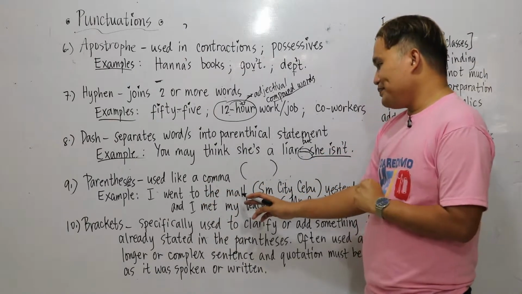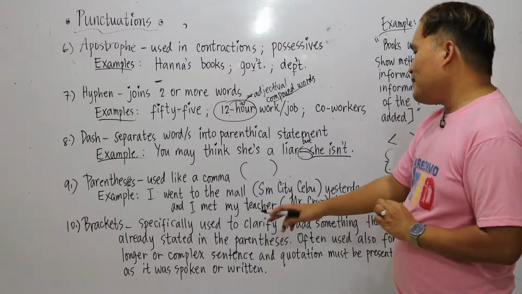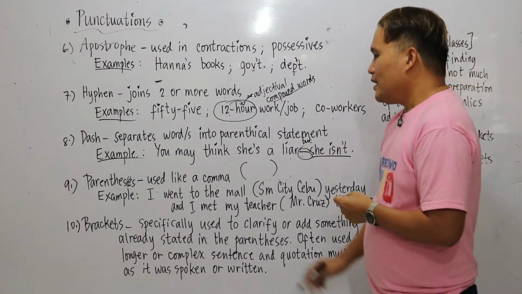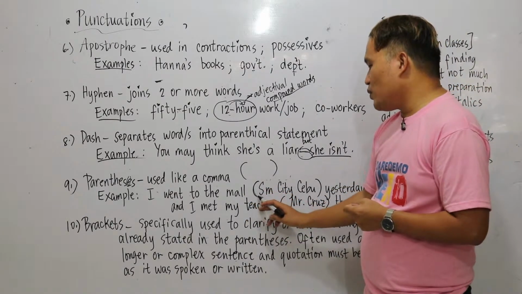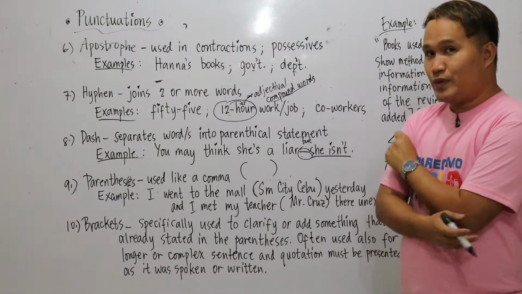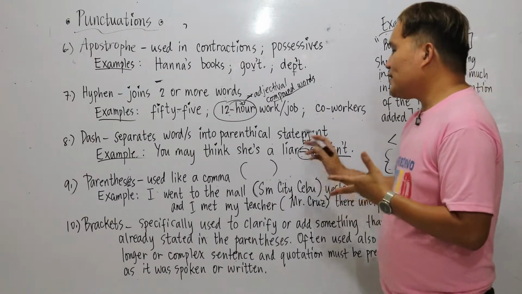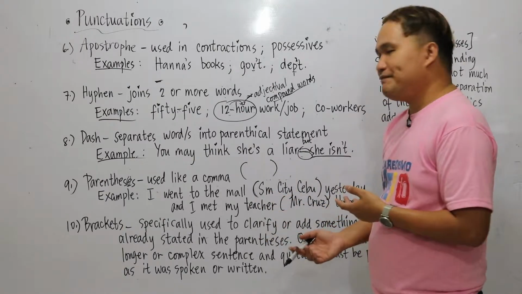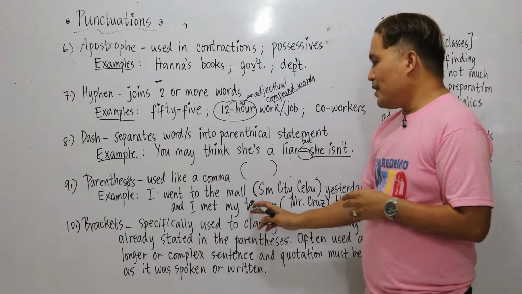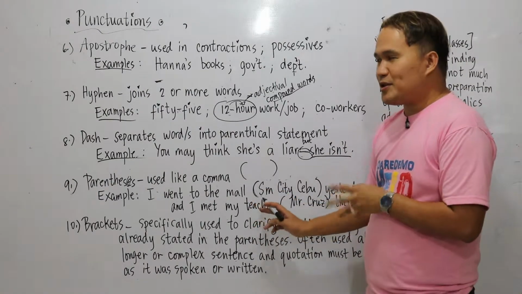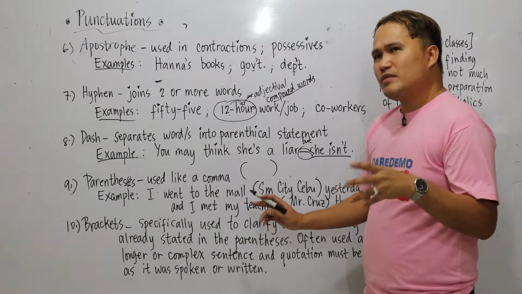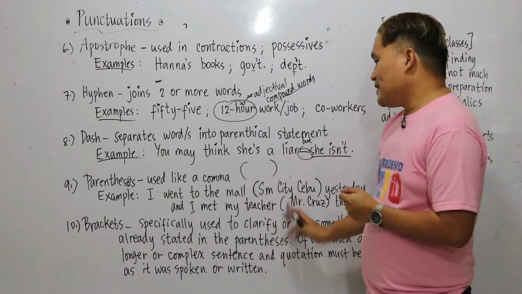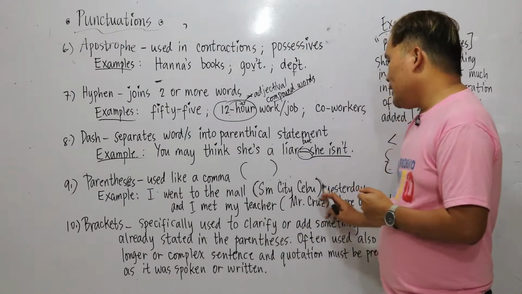I went to the mall yesterday, and I met my teacher there unexpectedly. Notice in this example, I have enclosed the phrase SM City Cebu, which is the name of a mall. This is to specify what mall I went to yesterday. So instead of using a comma, I would prefer to use parentheses, because I know that I'm referring to SM City Cebu. That's why I enclose this with parentheses.